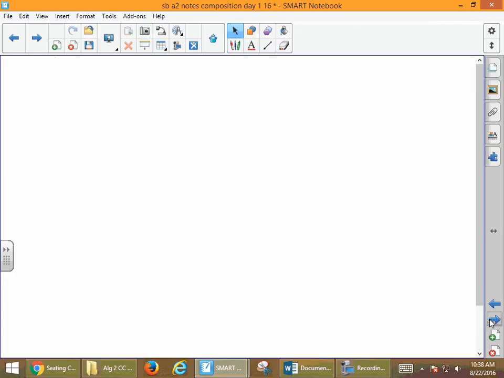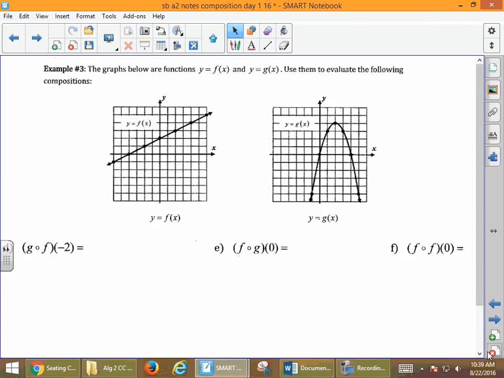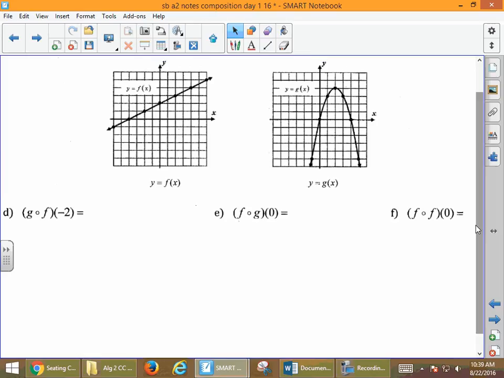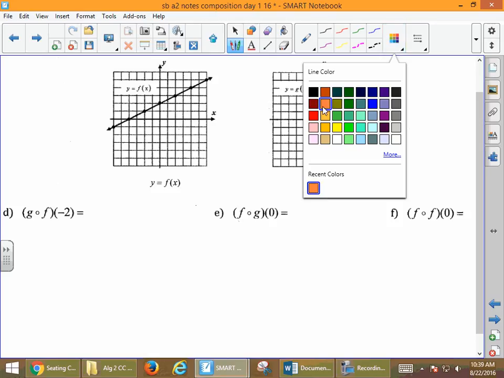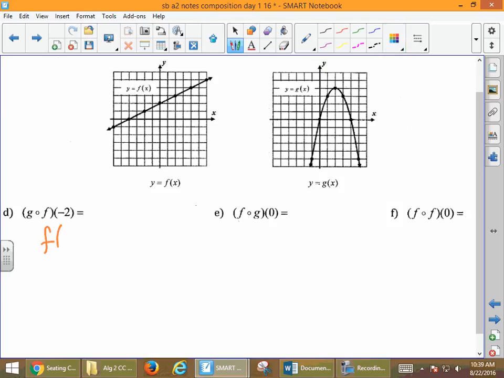And to finish, g of f of negative 2. Again, there's that open circle. It does not mean multiply. We're going to figure out, first of all, what does f of negative 2 equal. So we're going to go to the graph that's to the left on our paper. F of negative 2 equals 1. So there's our output, but now that output is going to become an input in our g function. G of 1 is 3. Over 1, 1, 2, 3.